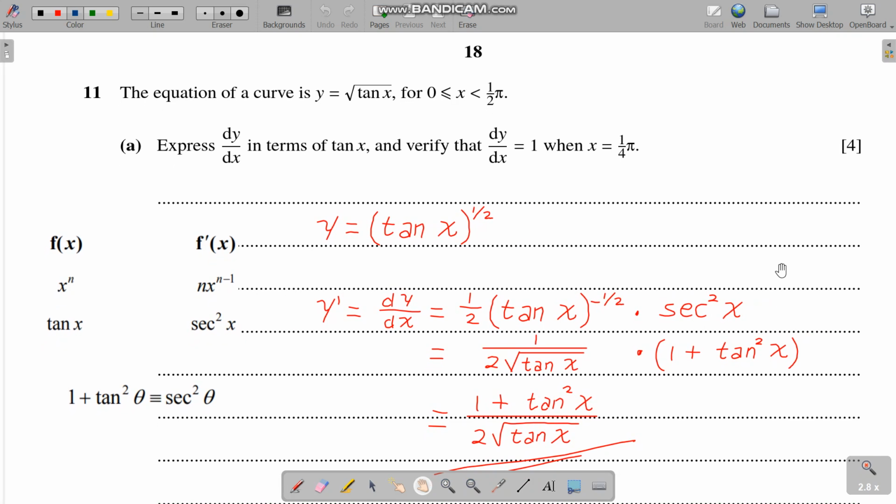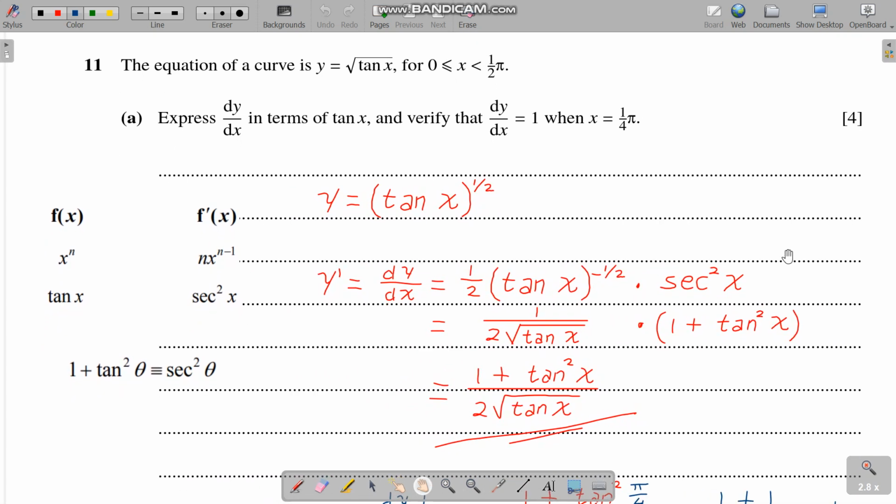Differentiation. The equation of a curve is y equals root tangent x, in the first quadrant. Find dy/dx in terms of tangent. Verify that dy/dx is 1 when x is 1/4 pi. So y equals tangent x to the power of 1/2.